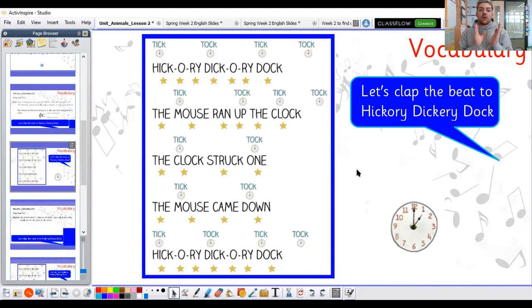Hickory dickory dock, the mouse ran up the clock. The clock struck one, the mouse came down. Hickory dickory dock.